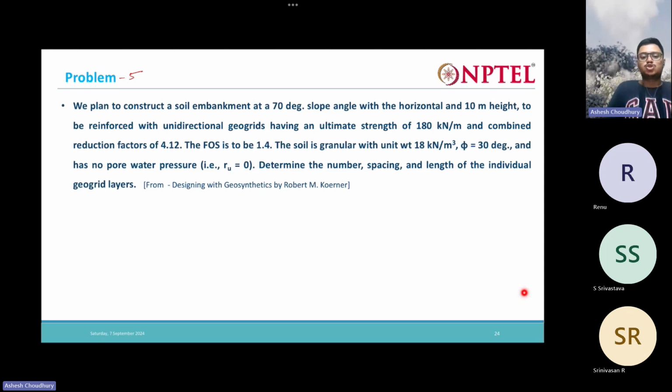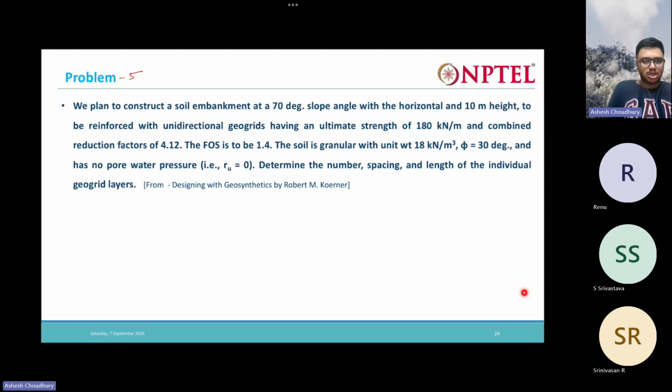That is given. The soil is granular with unit weight 18 kilonewton per meter cube, phi is 30 degrees, and no pore pressure. That is, RU is 0. That is, we have no pore pressures. As it is a granular soil, we consider that all the water will be drained out, so no pore pressures. Determine the number, spacing, and length of the individual geogrid layers.